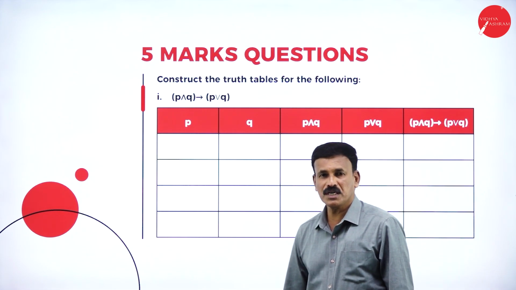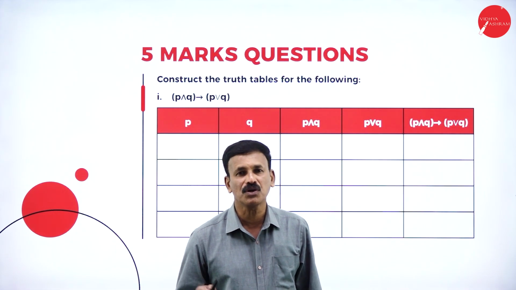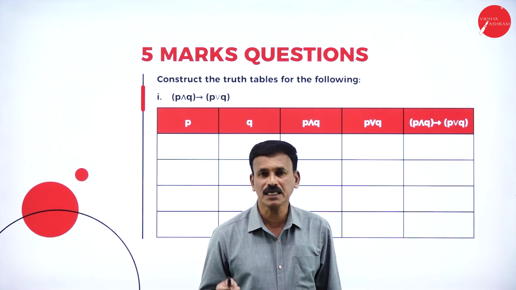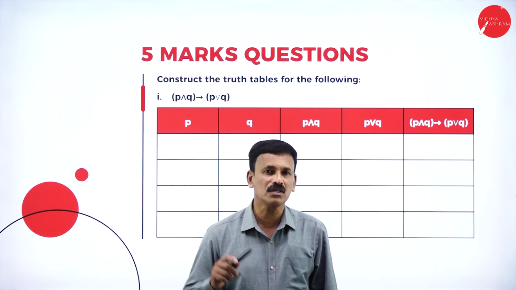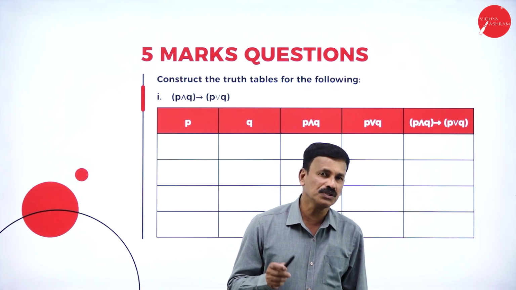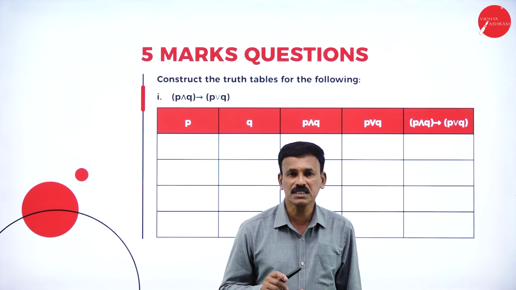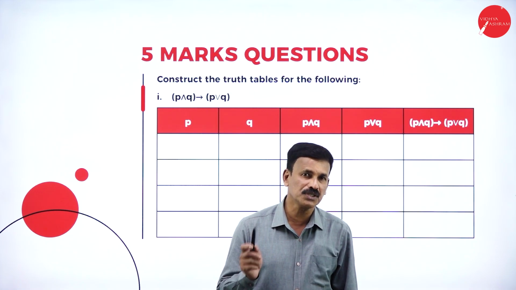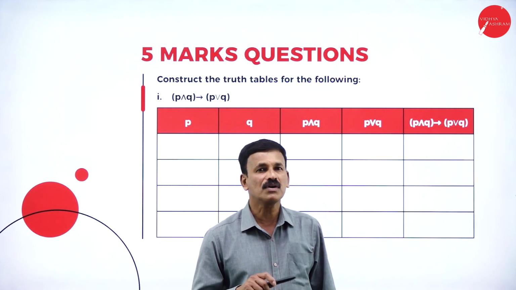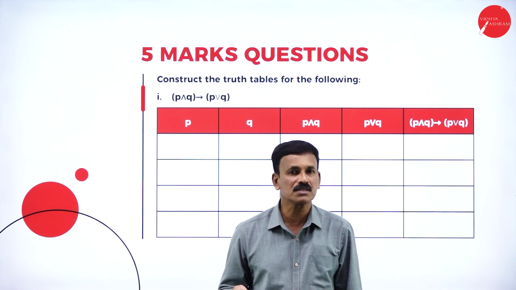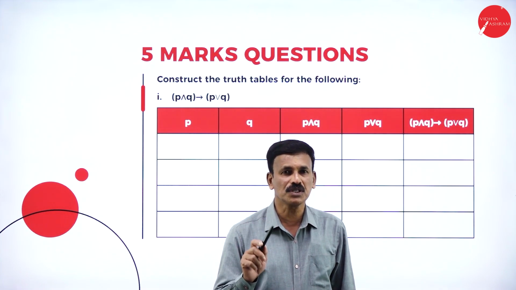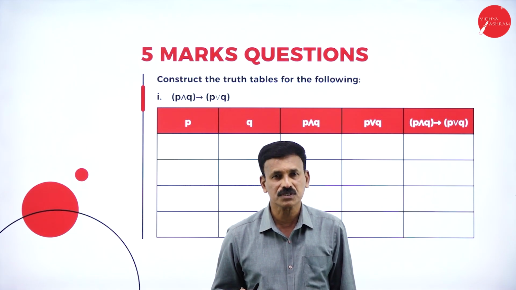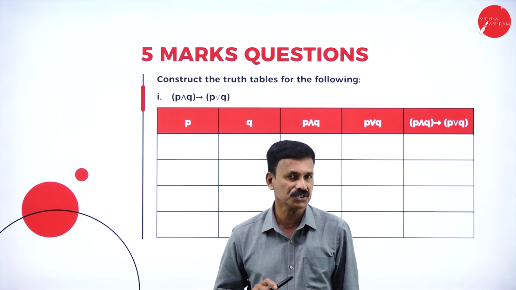You are much familiar with the construction of the truth table for conjunction, disjunction, conditional, biconditional and negation. Let me recall. For conjunction, true and true is true, remaining are all false. For disjunction, false and false is false, remaining are all true. So in conjunction, true and true is true, true and false is false, false and true is also false, false and false is also false. Whereas in disjunction, true and true is true, true and false is true, false and true is also true, false and false is false. That is the difference between conjunction and disjunction.